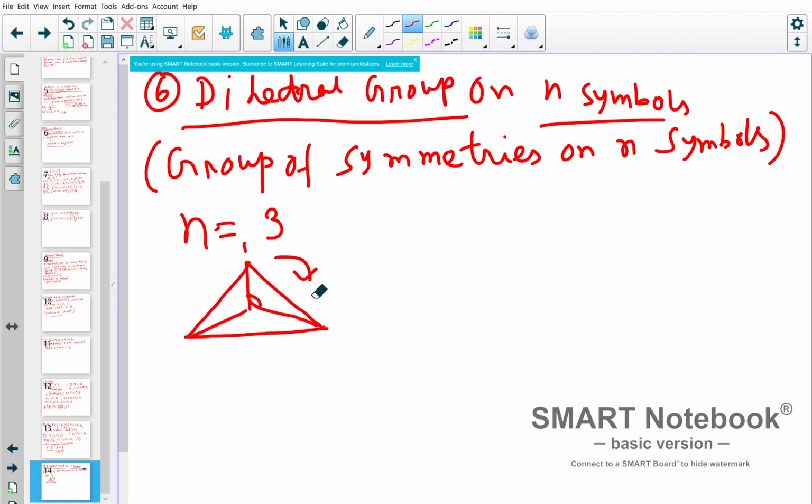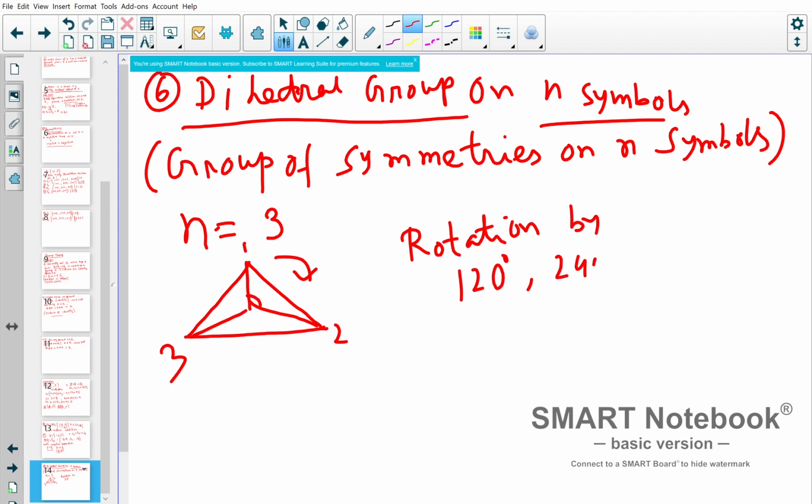Then for vertices 1, 2 and 3, 1 will come to 2, 2 will come to 3, 3 will come to 1, and then again it will be the same figure, so the symmetry will be the same. So this will be one element, and you can do it many times. Similarly, rotation by 120 degrees, then 240 degrees and 360 degrees are all symmetric elements, and the last one is the identity.